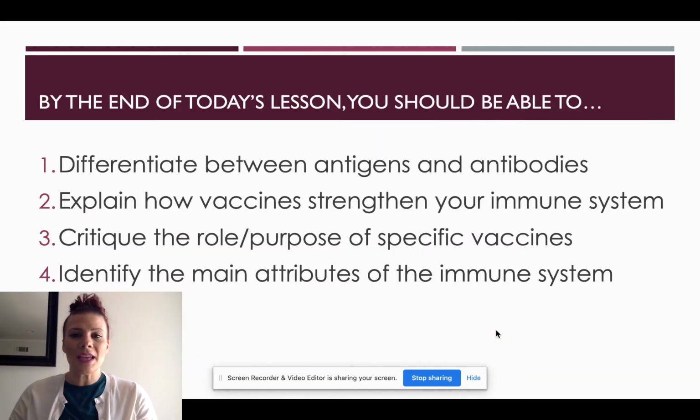By the end of today, you should be able to differentiate between antigens and antibodies. I'm hoping you already have a glimpse of that from the last lesson as well. Explain how vaccines strengthen your immune system. Talk about the role and purpose of specific types of vaccines, and I'll share some information with you on vaccines in California. It's interesting stuff, and you can look at it later on your own. And identify the main attributes of the immune system overall and in general.